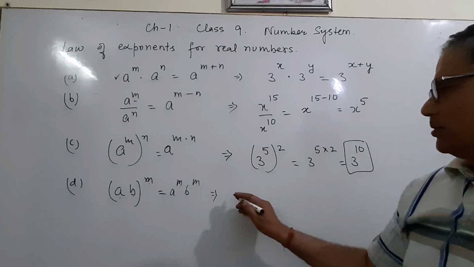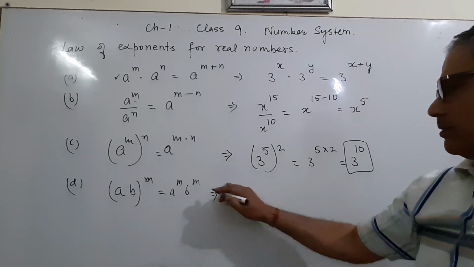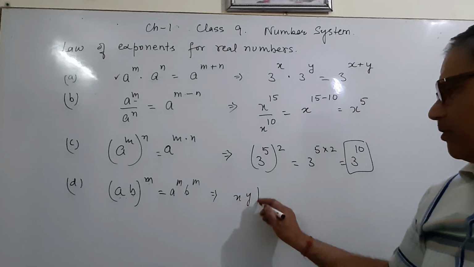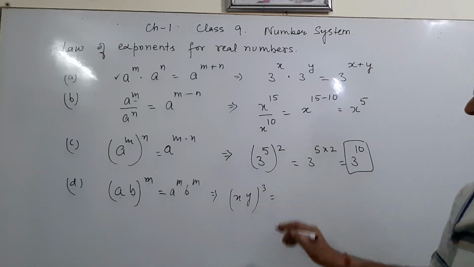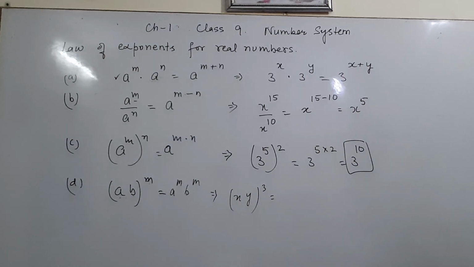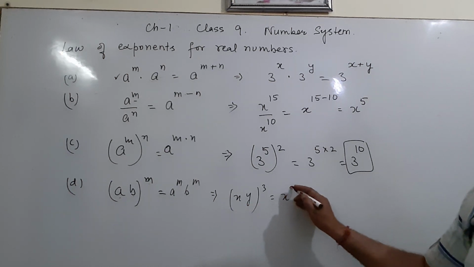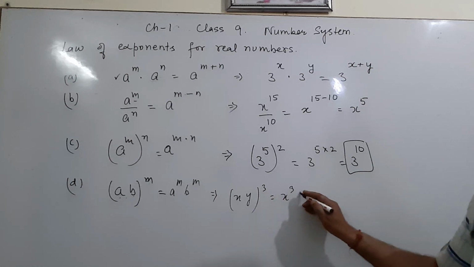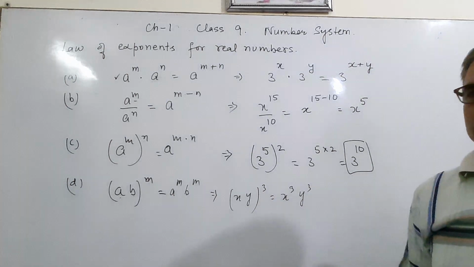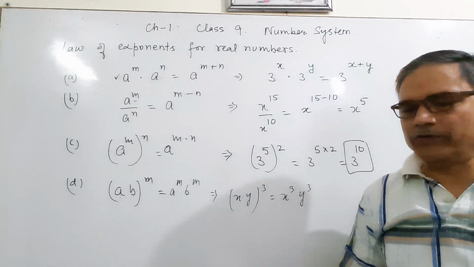Similarly, (x, y) whole power 3. Then what is the answer? The power of x is 3 and the power of y is 3. And this is the fourth law and fifth law.